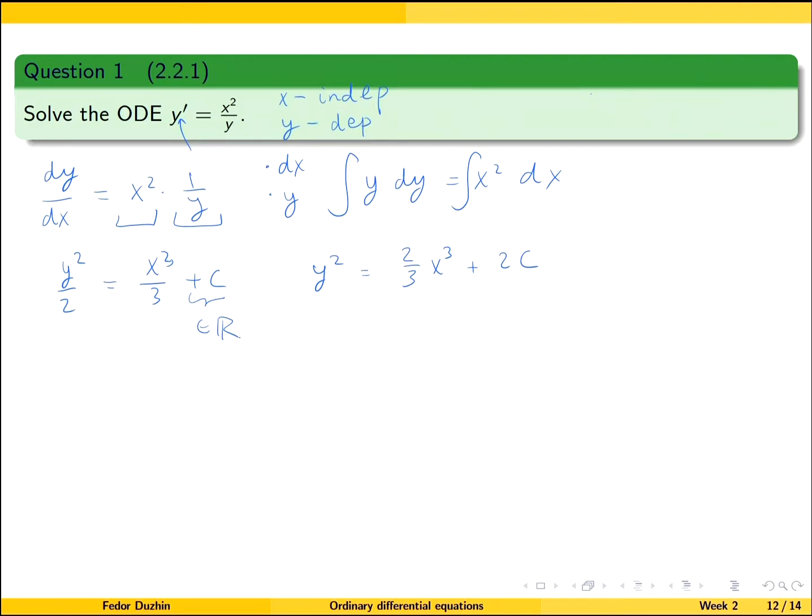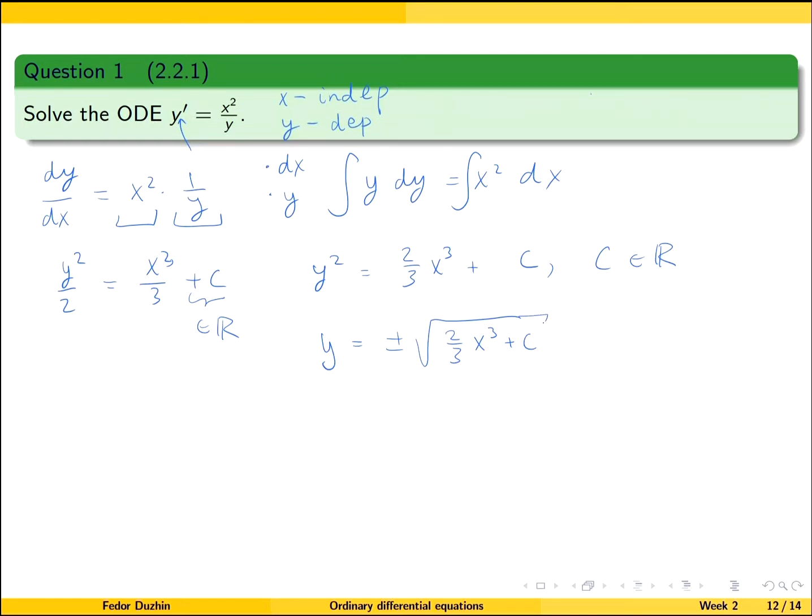So therefore, when we write that y squared equals 2/3 x cubed plus 2c, it is as good as writing plus c, because either c or 2c just stands for any real number, right? So where c is any real number. Which means that we can just delete this multiplier 2. Okay, and then finally we need to solve for y. So y equals, well, if this is y squared, then y itself should be plus or minus the square root of this, right? So 2/3 x cubed plus c.